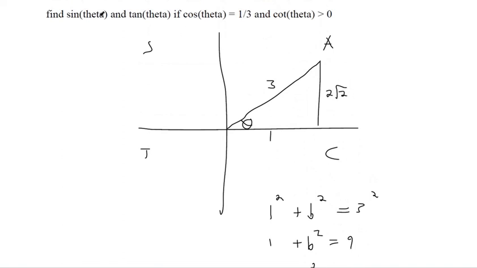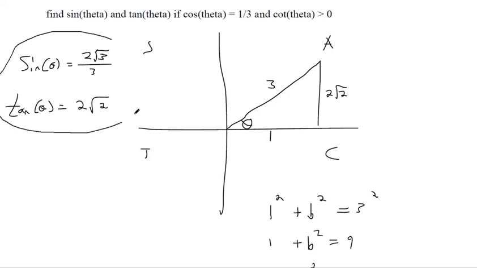And now we have all sides, we can tell them what the sine ratio is. Sine of theta is the opposite divided by the hypotenuse of the triangle. So the opposite of theta divided by the hypotenuse. So tangent of theta, that's the opposite divided by the adjacent. So 2 square roots of 2 divided by 1 is just 2 square roots of 2. So there's our two ratios that we wanted.